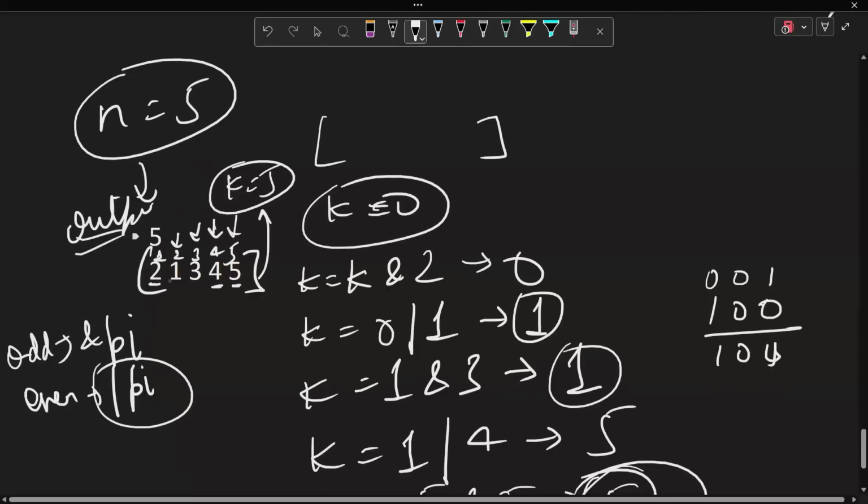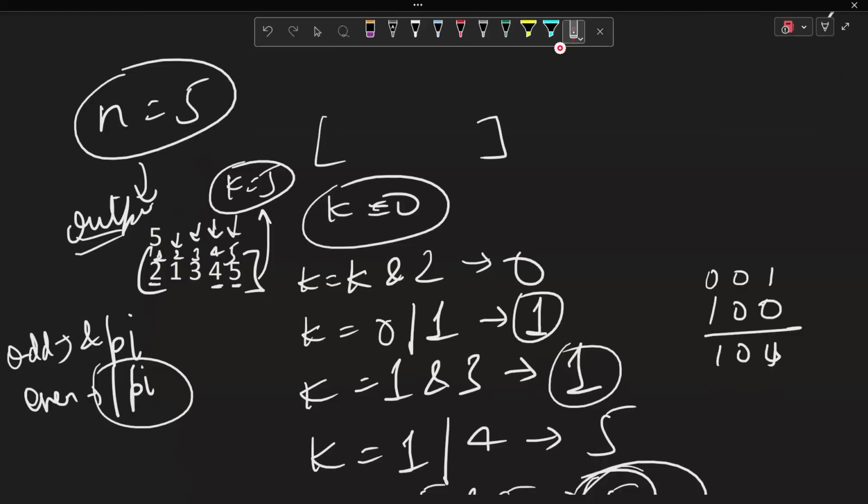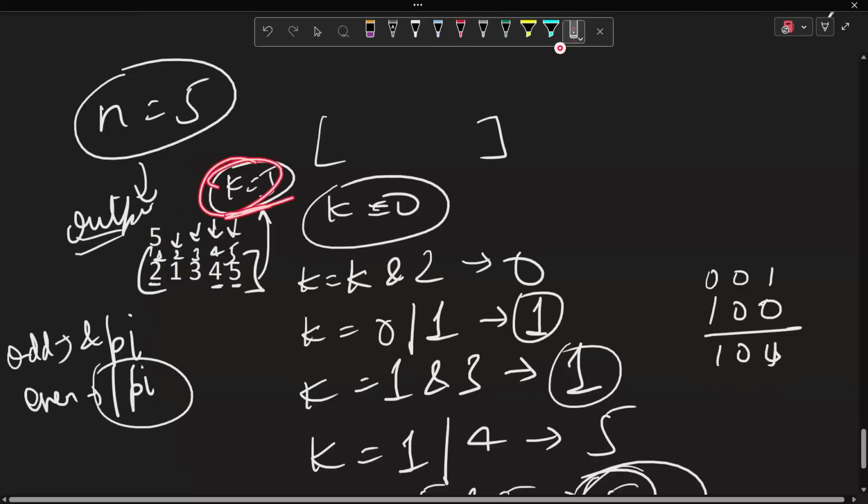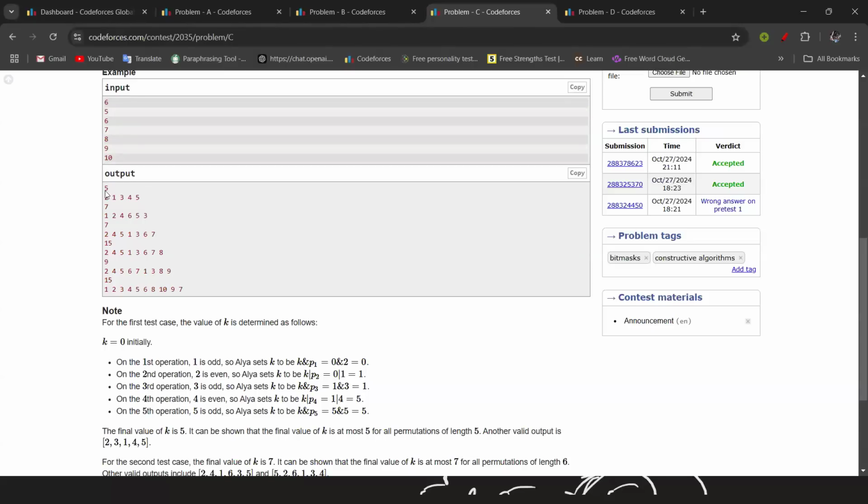And this was the maximum that you could get. So this was your final answer. So you need to construct such a permutation so that the final K that you get is maximized. Okay. So for n equal to 5, the maximum K you can get was 5 using this permutation. That is what you need to output.